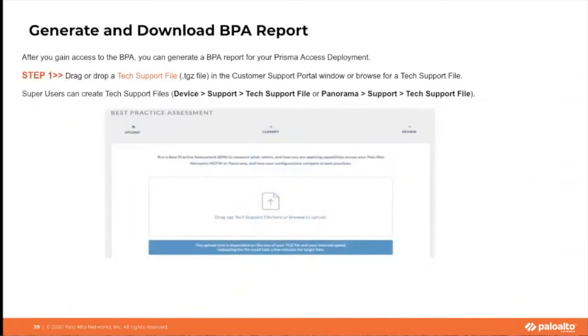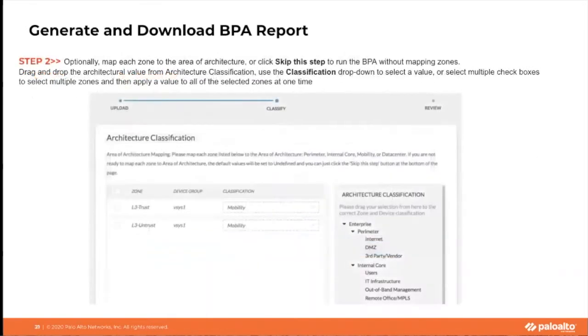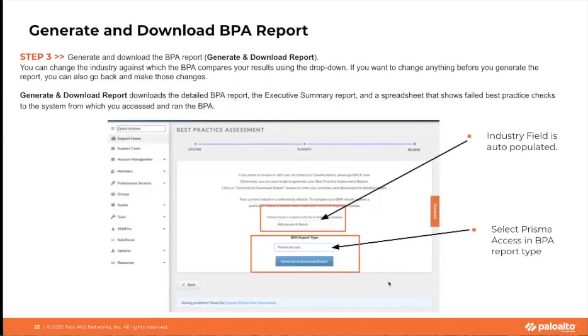Generate and download the BPA report. How to do that? You need to generate or import Panorama's tech support file. Drag and drop the tech support file here in this section. This step is kind of optional. You have to map each zone of the area to the area of the architecture. You can skip this step also. Then generate and download this report.